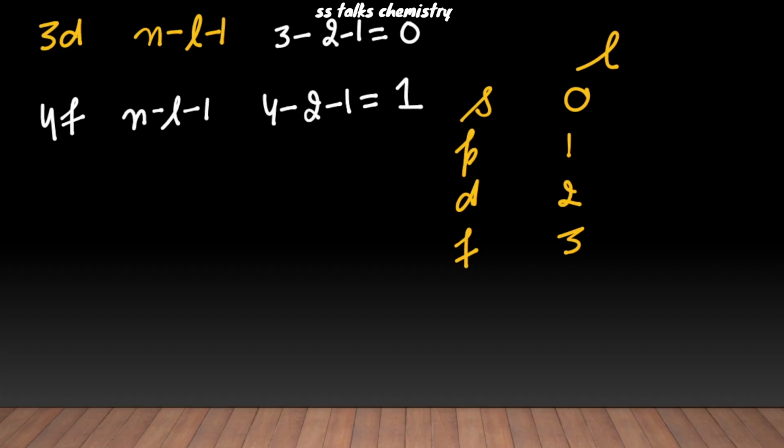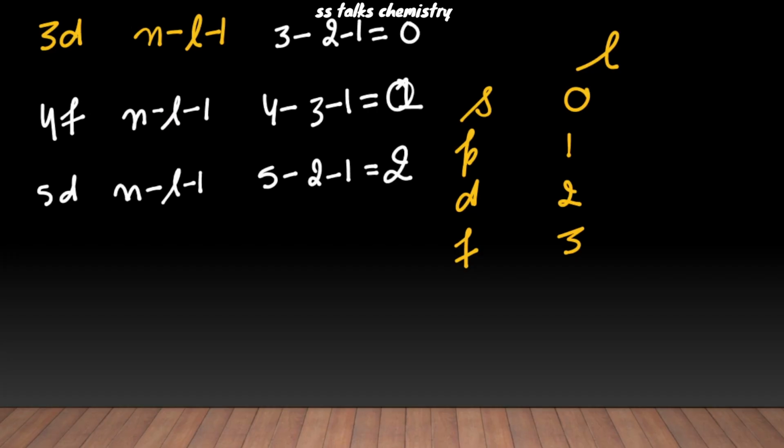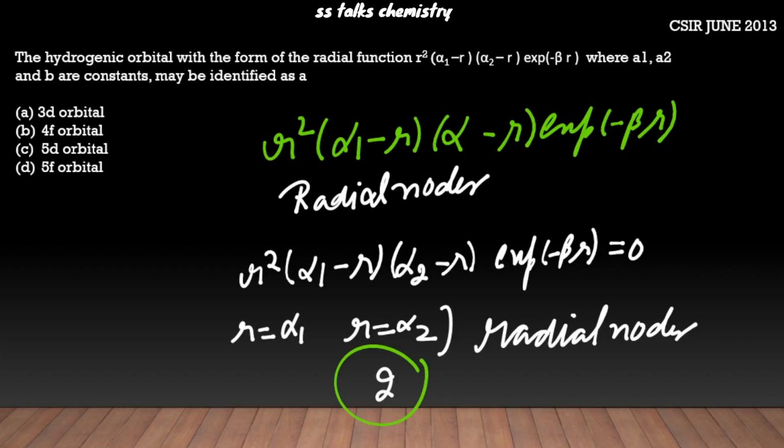Right. Next, 5D. Again n minus L minus 1, sorry, here the L value was 3 over here. So 4 minus 3 minus 1, again 0 radial nodes. In the 5D, it will be 5 minus 2 minus 1. So 5 minus 3 is 2. So you can see 2 radial nodes you are getting in this. That implies option C will be the right answer, because these many radial nodes you are getting in the 5D, which correspond to the given radial wave function.